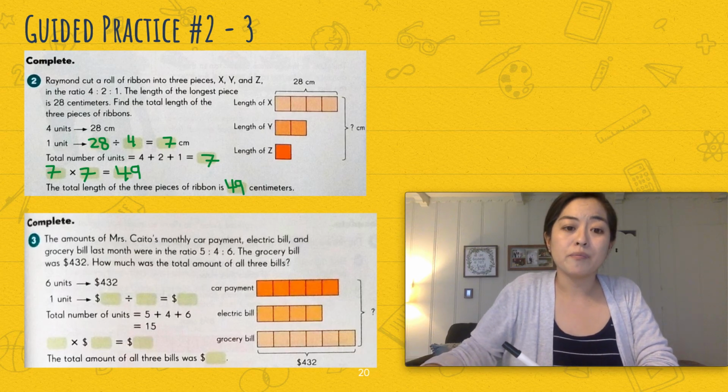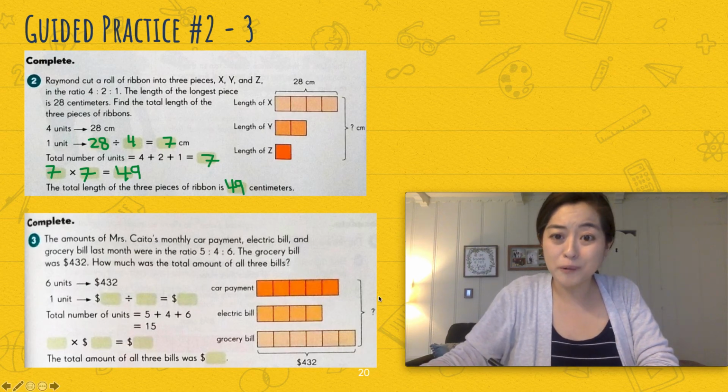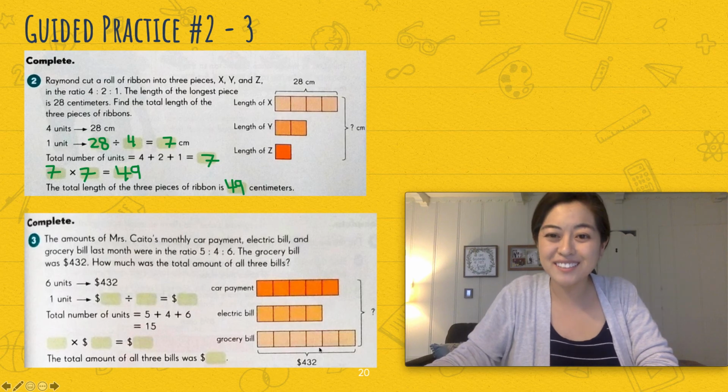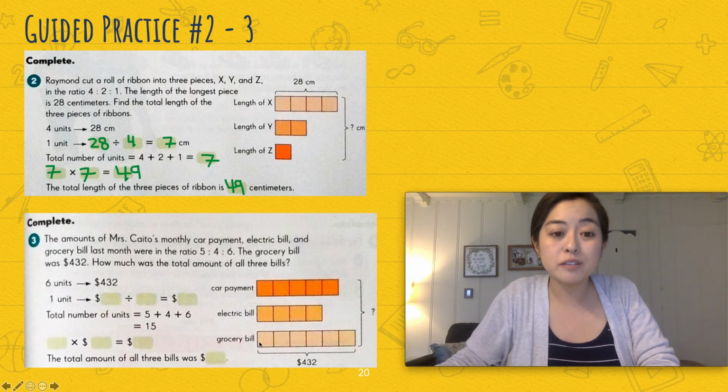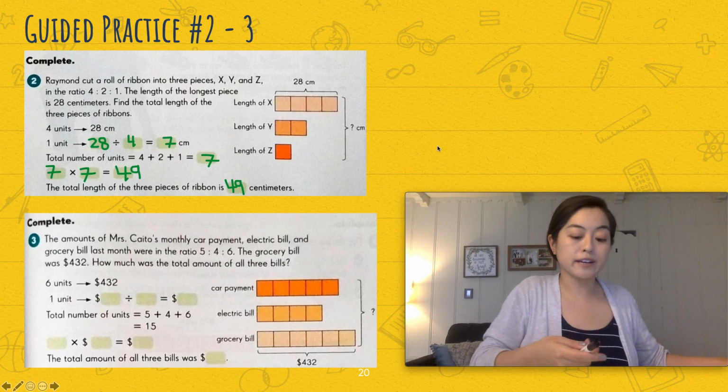So, I like how, again, they drew the bar model for us. How convenient. The grocery bill is 1, 2, 3, 4, 5, 6 units, and the total of the 6 units is $432. So we want to find what 1 unit is. If we know what 1 unit is, then we can find the total cost of all the 3 bills together. So let's try it.